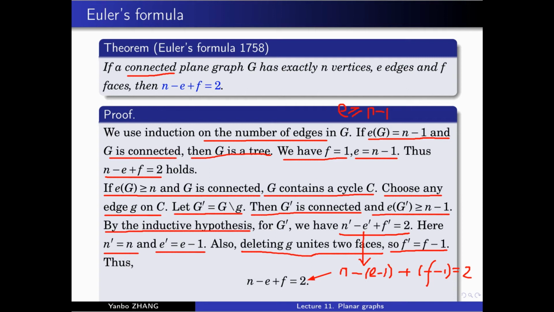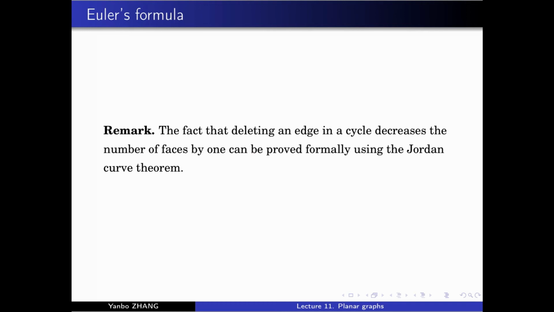It's easy. The proof technique is induction on the number of edges. We need to remember this formula, n minus e plus f equals 2, is very useful. We have a remark. The fact that deleting an edge in a cycle decreases the number of faces by 1 can be proved formally using the Jordan curve theorem.